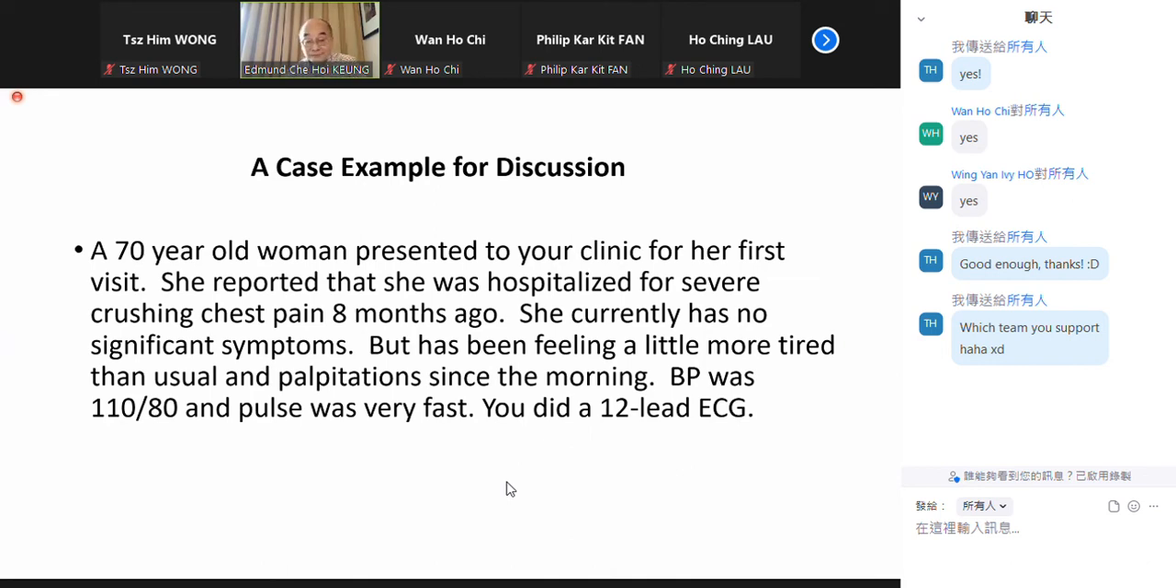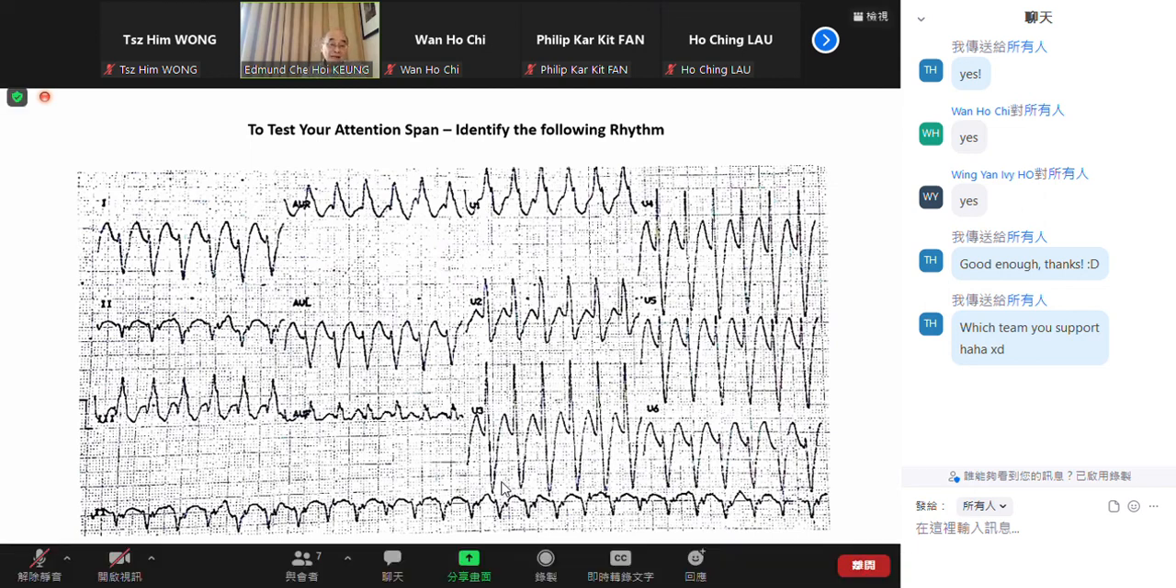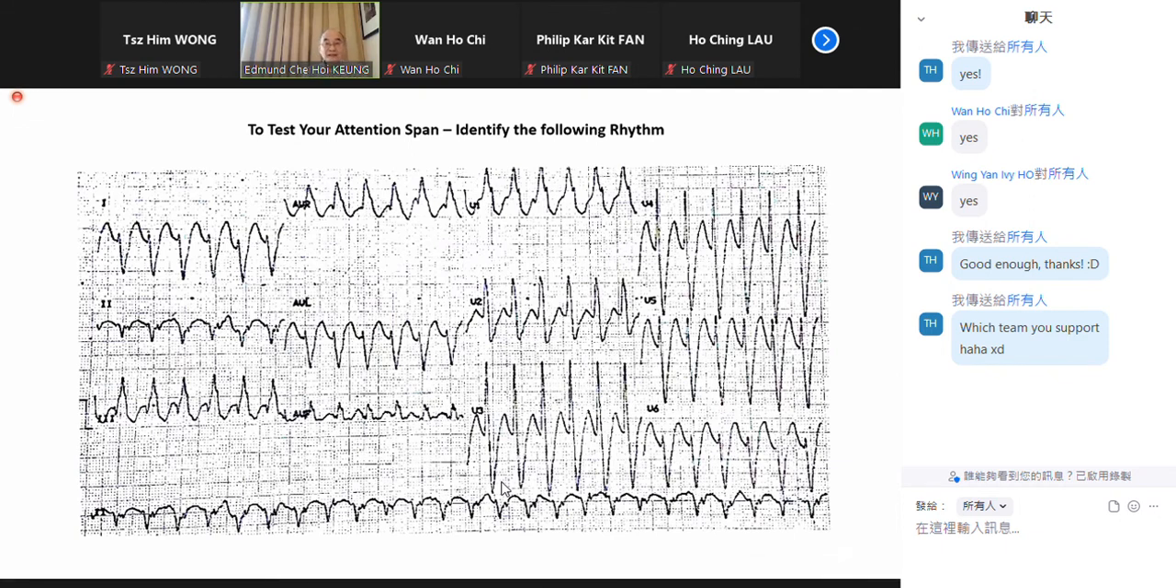Now, let's test attention span. Okay, remember. Let's identify the following rhythm. The first thing you would tell me is that it's VT.